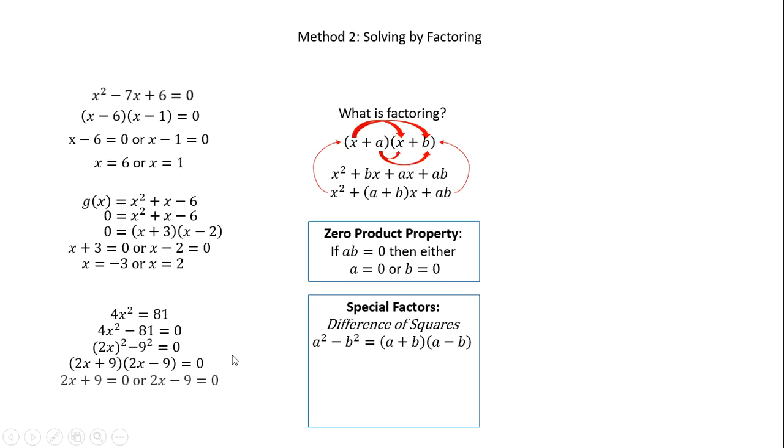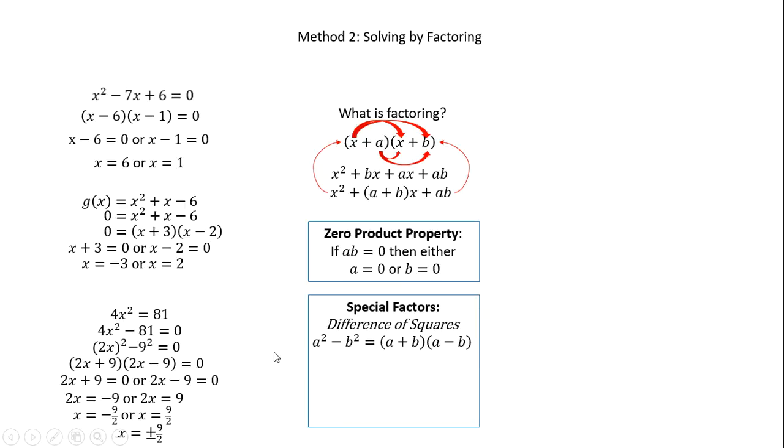We can then solve each of those individually. 2x plus 9 equals 0, or 2x minus 9 equals 0. We can subtract or add the 9 to get 2x equals either negative 9 or 9. Divide by 2. X equals negative 9 halves or positive 9 halves, which since they're the same, we can actually combine that to be x equals plus or minus 9/2. That gets us both those options. And so that's one of our special factors, difference of squares.